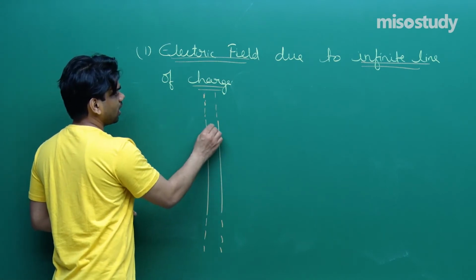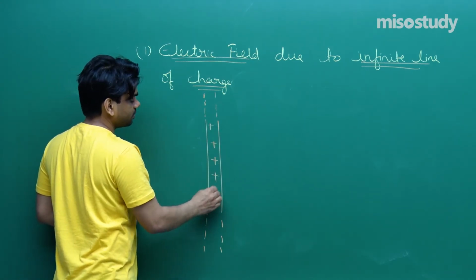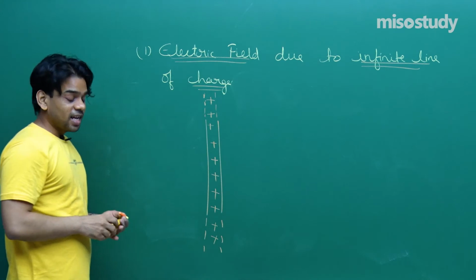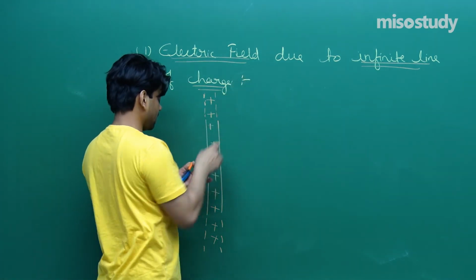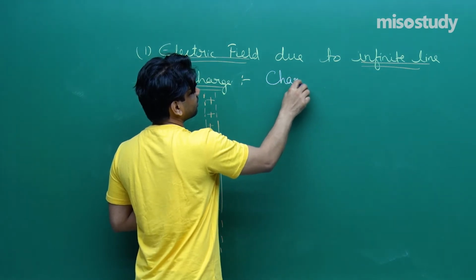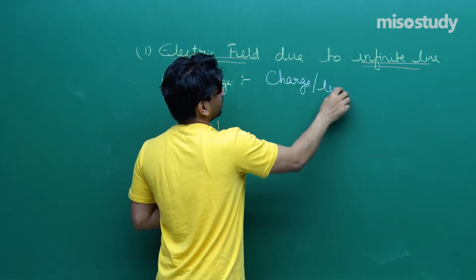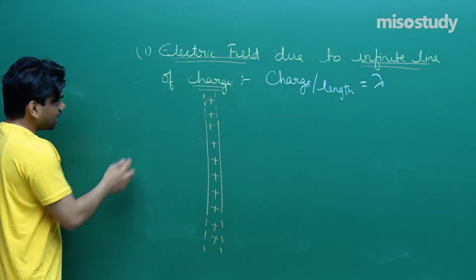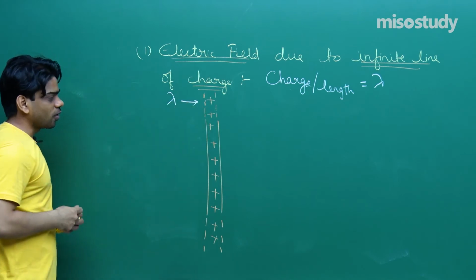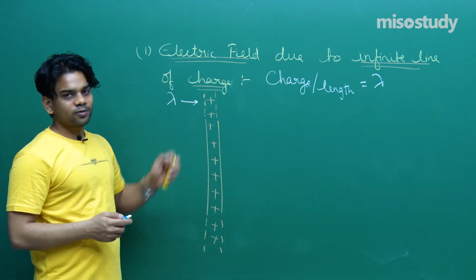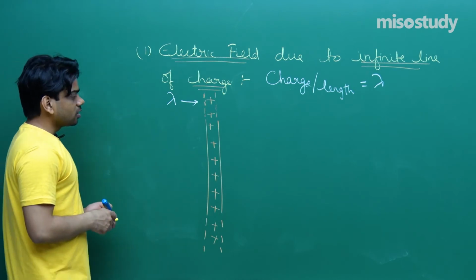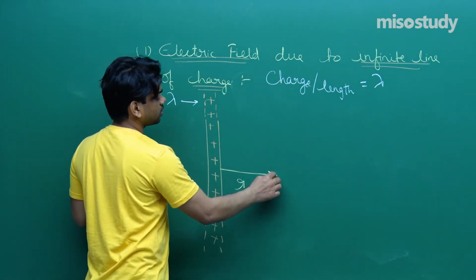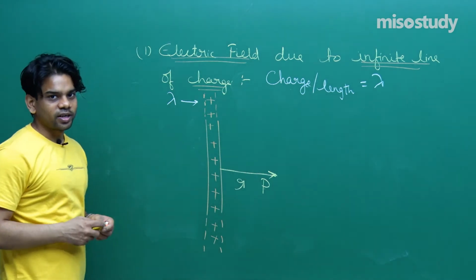Let's say plus charge is distributed uniformly all over its length, and let's say charge per unit length is equal to lambda. So lambda is the charge per unit length for this uniformly charged infinite line of charge. Suppose we want to find out the value of electric field at a distance r here somewhere. At this point P, we are interested in the electric field at a distance r from the wire.